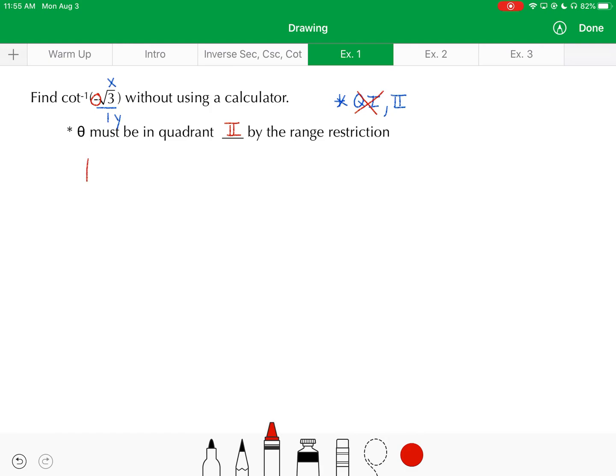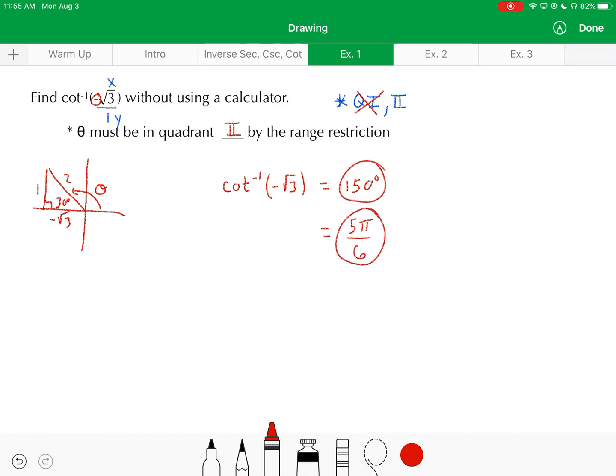So let's draw this out. Here's the angle that I'm after, and it's going to be based off of x being negative radical 3, y being 1, r is of course 2 here, so that's a 30-degree reference angle, making theta 150 degrees. So I'm going to say inverse cotangent of negative radical 3 is 150, or if we were asked for radians, that's of course 5 pi over 6.